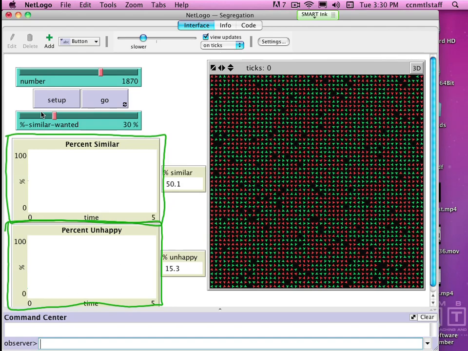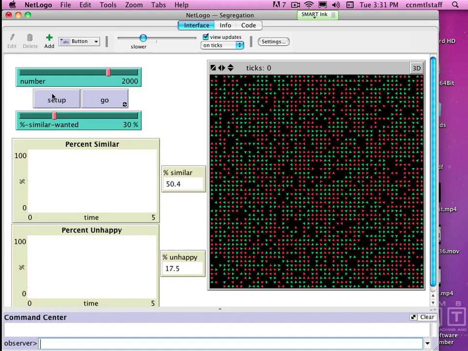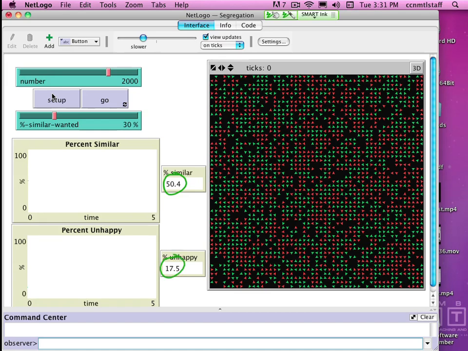So what we want to first do is focus on running a simulation where the percent similar wanted is relatively low. We're going to start it at something near 30%. So that's already set up. We're going to set the number of agents to be 2,000. We set up the model, which initializes it. And you can see in the beginning, before anything happens, 50.4 are similar and 17.5 are unhappy.